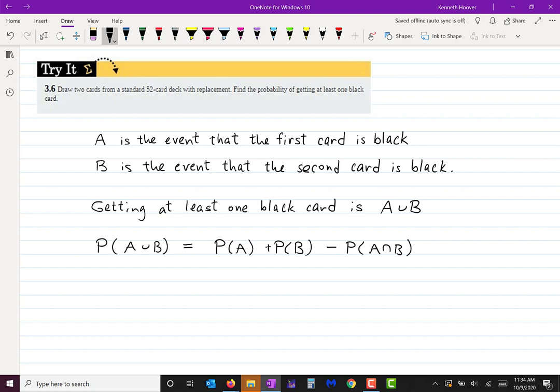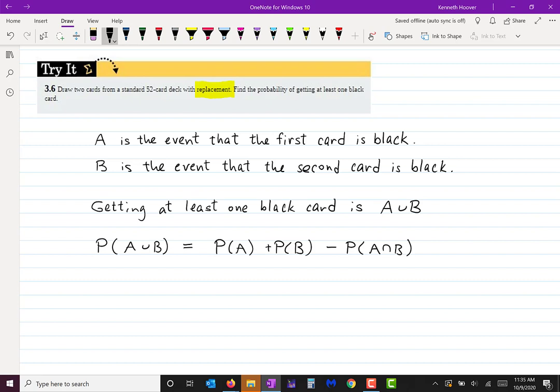Now, look at what it says here. It says you're doing this with replacement, which means after you draw the first card, you put it back, and then you draw the second card. So, what does that tell you about the two events, A and B, in regards to one of the two terms that we just learned in this lecture? It tells you that A and B are independent. What you draw in the second drawing has nothing at all to do with the first drawing, and that's because after the first drawing, you put the card back into the deck. So the first drawing and the second drawing have no influence on each other at all. So they are independent.